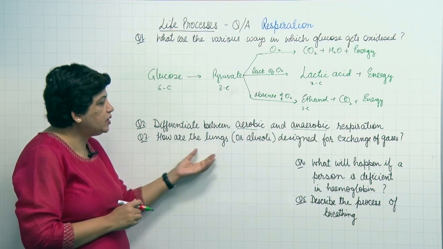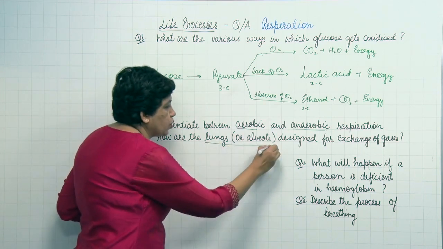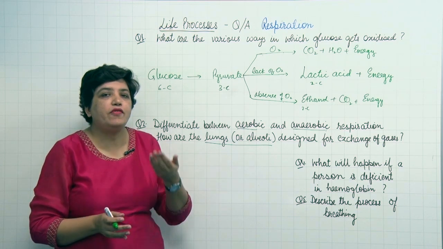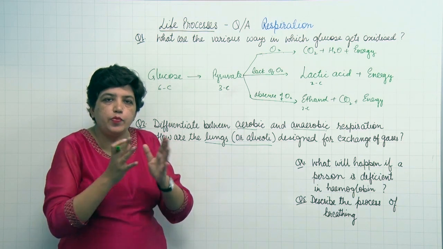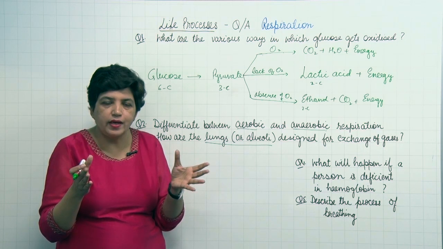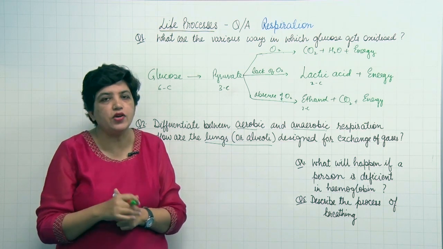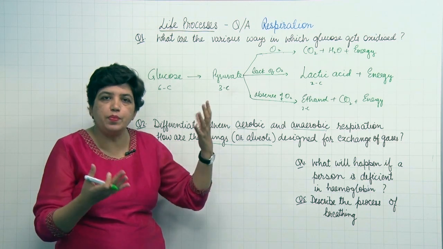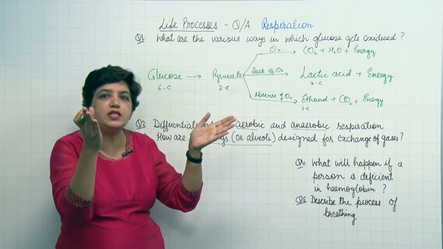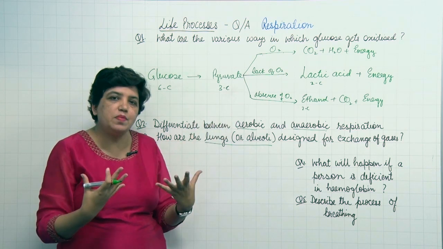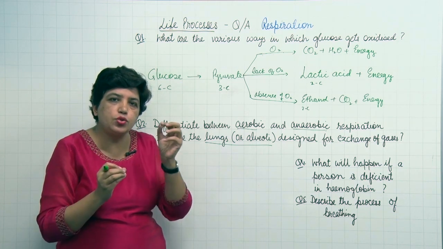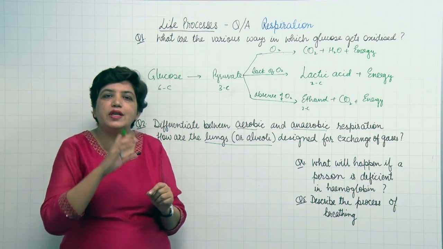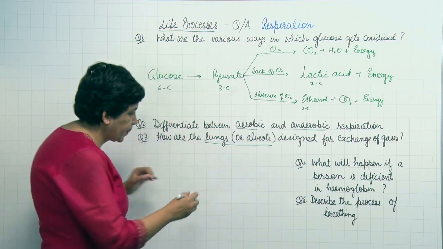Next question, how are the lungs or the alveoli designed for exchange of gases? They can ask you a question on this. Our windpipe, which is called the trachea, breaks into 2 branches called the bronchi, and they enter each lung, left and right. Inside the lung they further break down into smaller branches. Notice a big tree: there is a stem, it divides into 2 branches, then further smaller branches. Similarly, the bronchi divide into very small thin branches called bronchioles. At the end of each bronchiole there is an air sac called the alveolus. It's something like this.